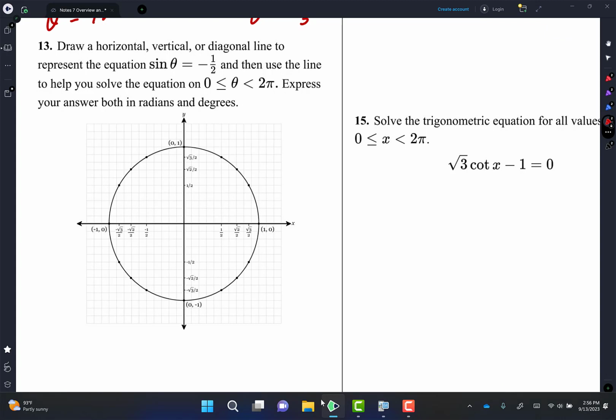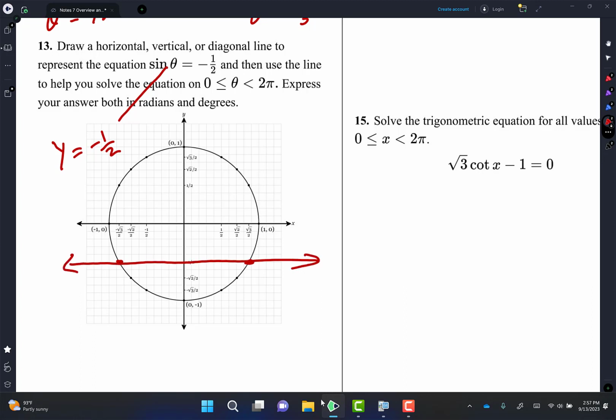Question 13. Look what question 13 says, guys. Focus. It says, draw a horizontal, vertical, or diagonal line to represent the equation sine theta equals negative half. Now they're forcing me to draw one of those. And then use the line to help you solve the equation, in radians. Sine, is it the x value or the y value? Y. So this is like saying y equals negative half. Here's negative half, put a line connecting those two dots.